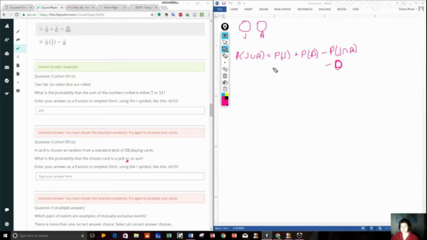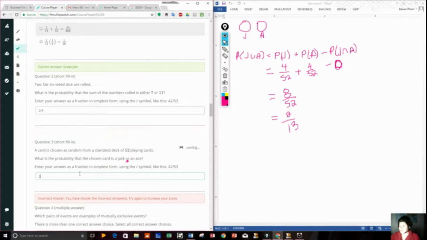They have no intersection. So the probability of pulling a jack, we have 4 chances out of 52. And the probability of pulling an ace is going to be 4 chances out of 52. We're adding and we have the same denominator. So that's going to be 8, because 4 plus 4 is 8, out of 52. And this can be reduced because 4 goes into 8 twice and 4 goes into 52 13 times. So we have 2/13.